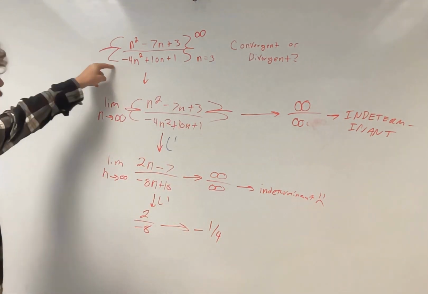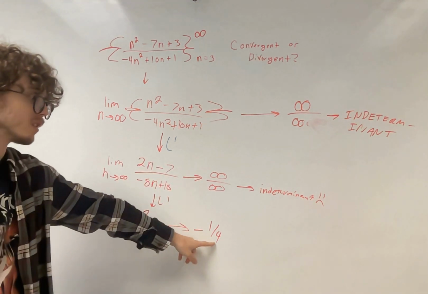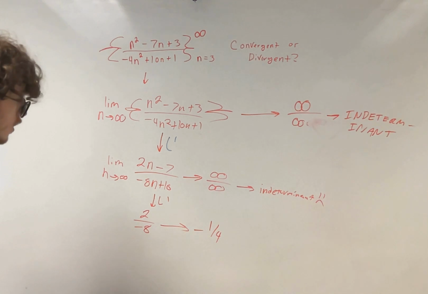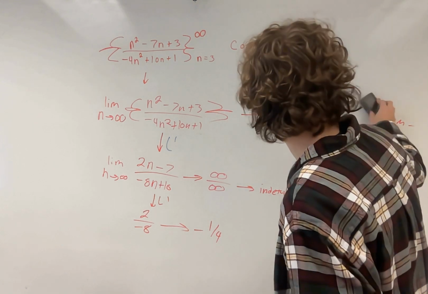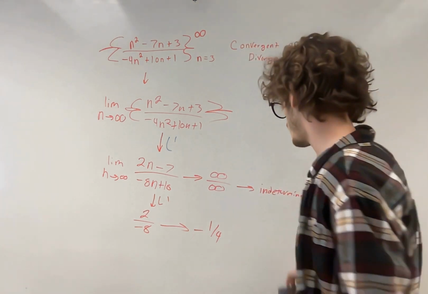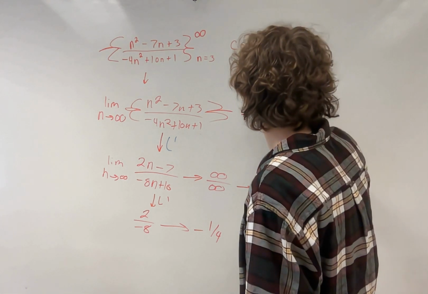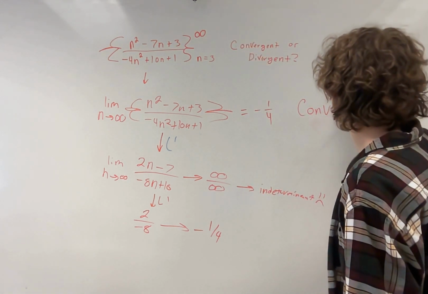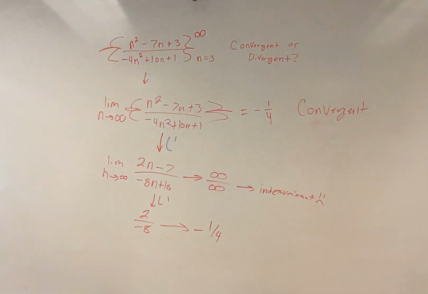As you plug in values and go to infinity, the sequence is going to get really, really close to negative 1/4. So we can say that the limit as n approaches infinity of this sequence is equal to negative 1/4, which is convergent. Convergent to negative 1/4.